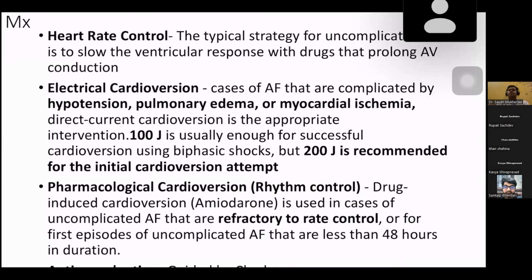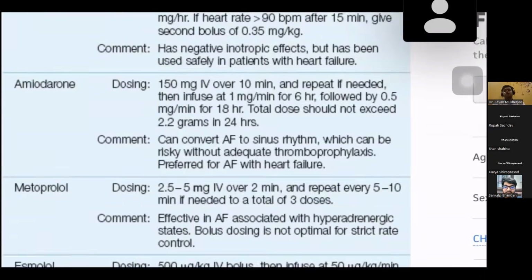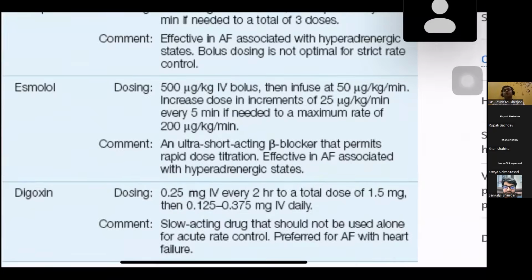Similarly, if the patient has hypotension, pulmonary edema, myocardial ischemia, which are all signs of hemodynamic instability, go for DC cardioversion. 200 joules is your first setting, then increase by 100 each subsequent time. There's one more thing that I need to add. This is just the dose. You don't need to remember, just for your reference.